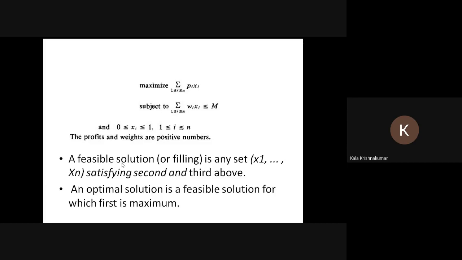A feasible solution or filling is any set x1, x2, up to xn satisfying the second and third conditions above. A feasible solution means you should get a filling of the knapsack, and you are subject to these two conditions only when we talk about a feasible solution.